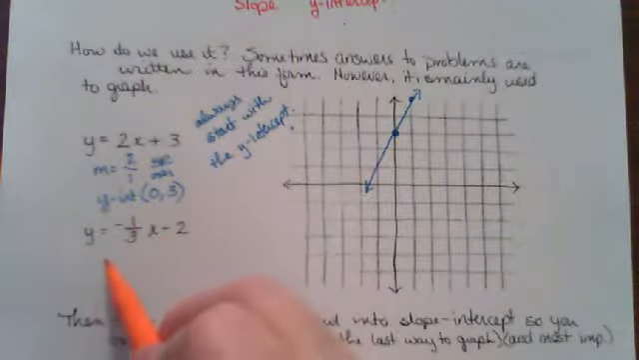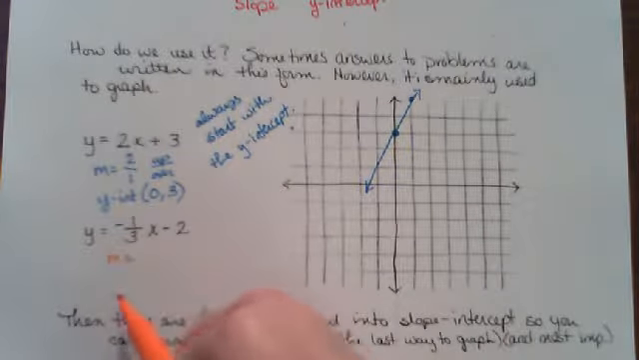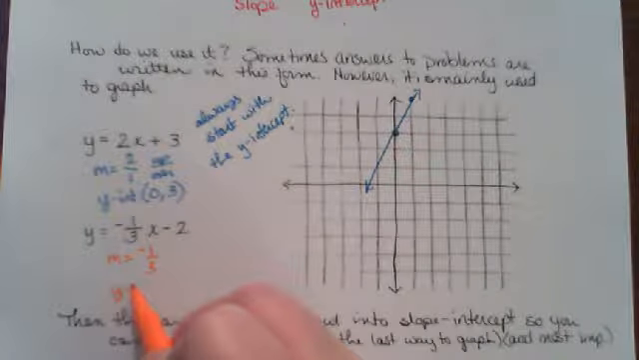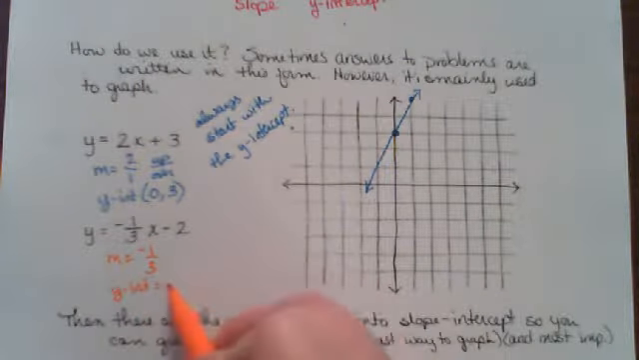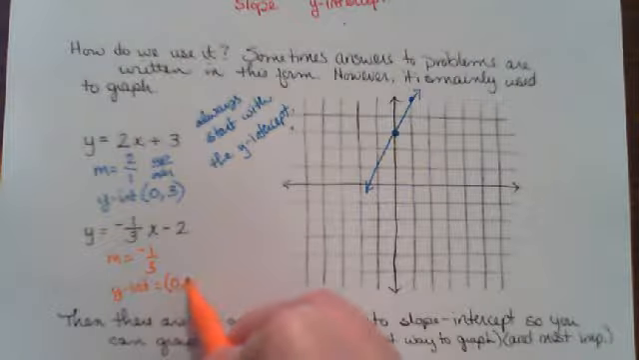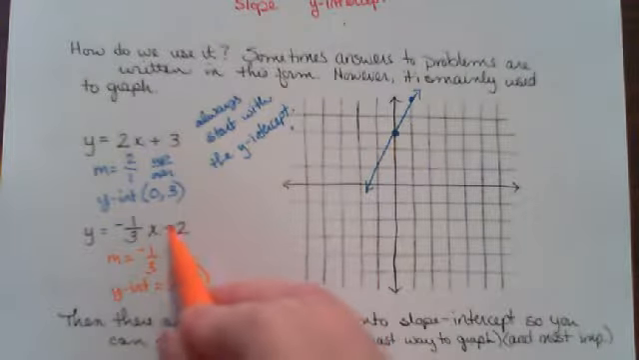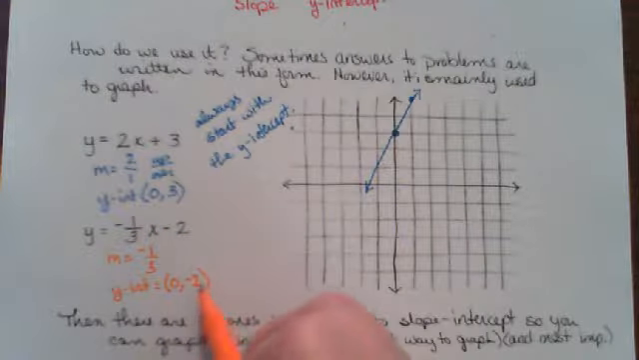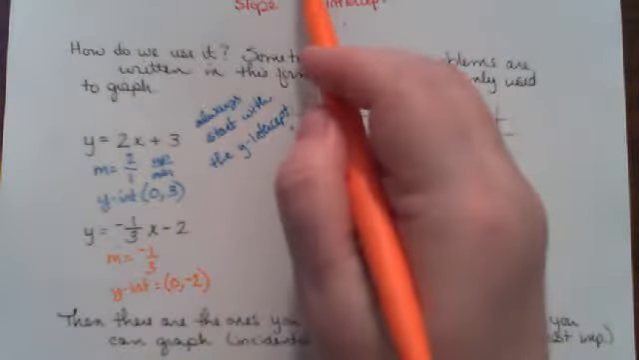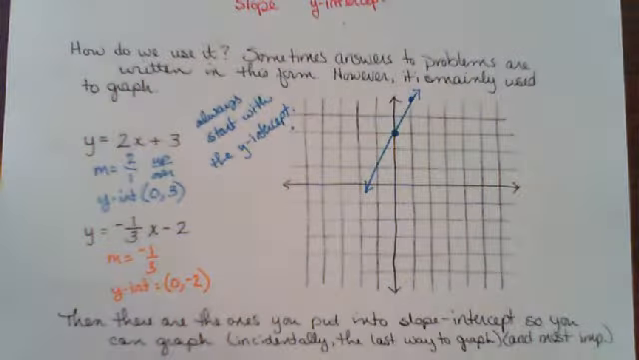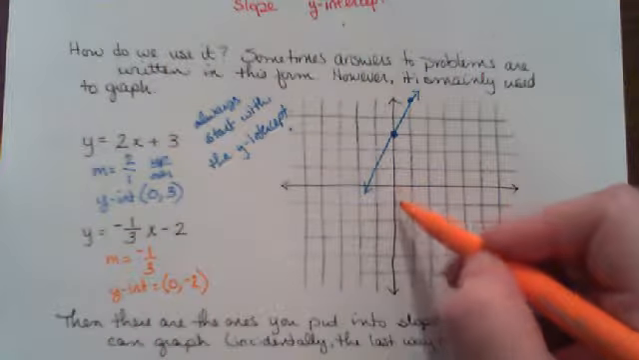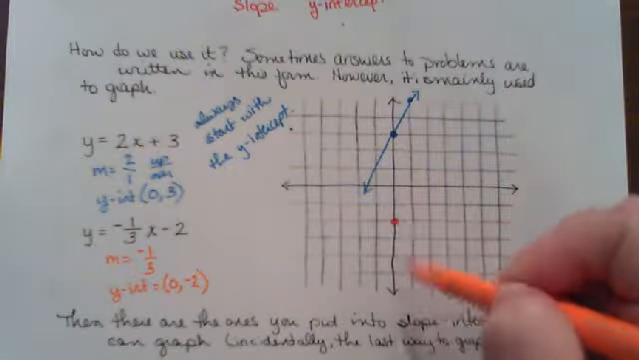For this one, what's my slope? -1 over 3. And what is my y-intercept? (0, -2). Don't forget the minus there. That minus goes with that 2, so it's negative 2. We know that because there's not a minus in our formula up there. Okay, so I always start with my y-intercept. (0, -2) is down there.